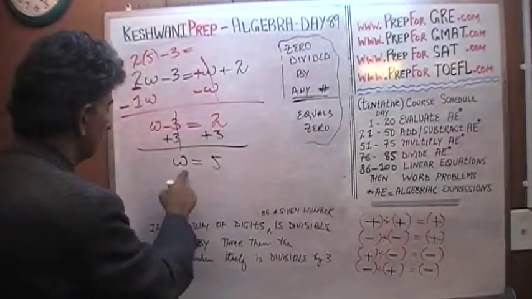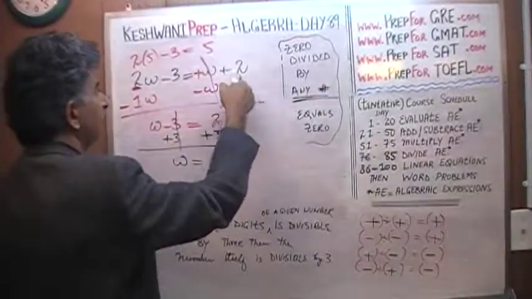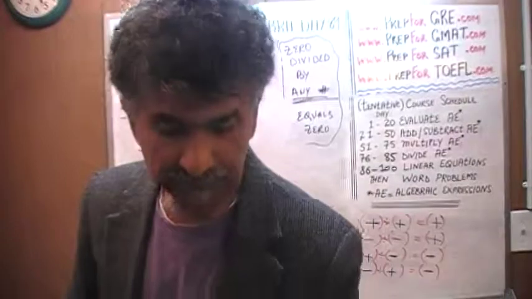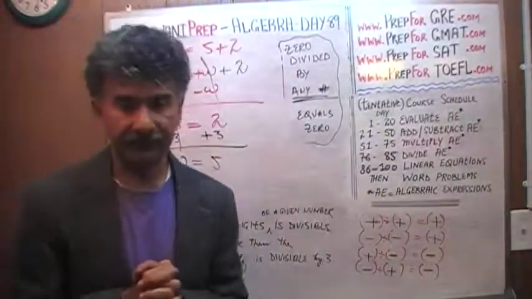Let's find out. W equals 5. 5 plus 2, last time I checked, was in fact 7. Which means everything is fine.